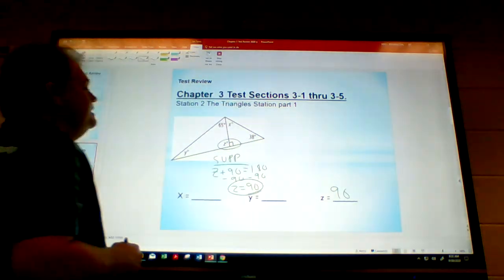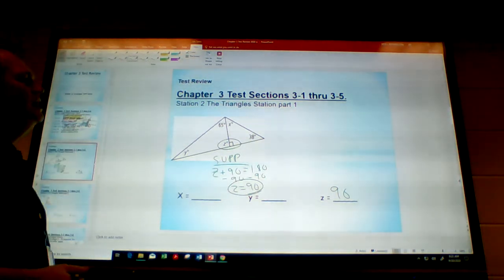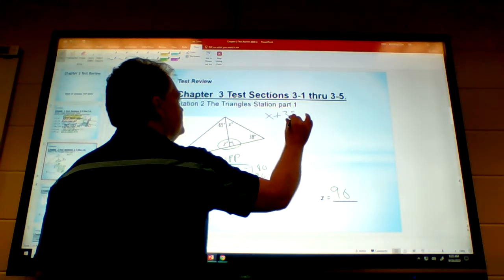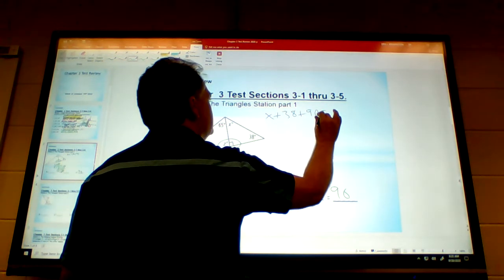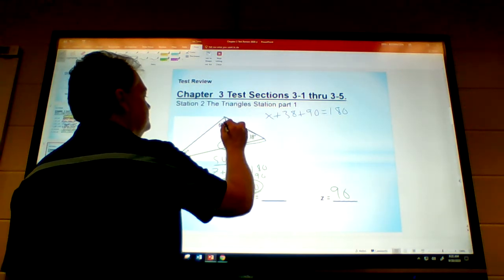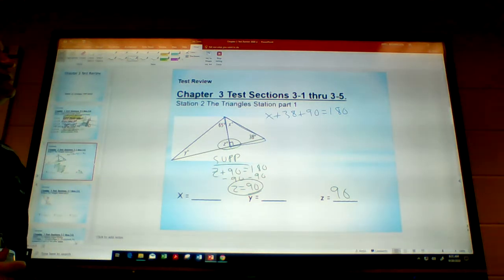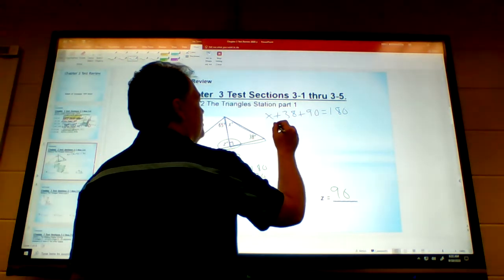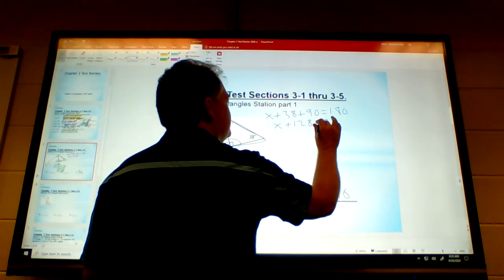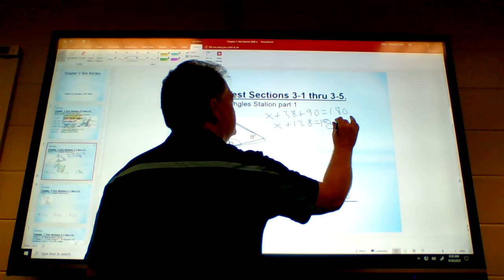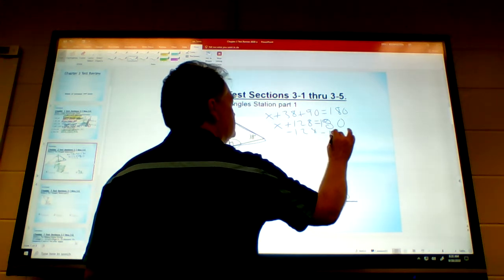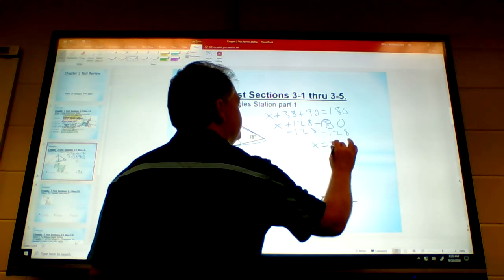All right. Now, let's look at X. Here's what we know about X. We know that X plus 38 plus 90 equals 180 degrees because we're looking at this triangle right here. So when I add them together, I get X plus 128 equals 180 degrees. And then I subtract 128. X equals 52.